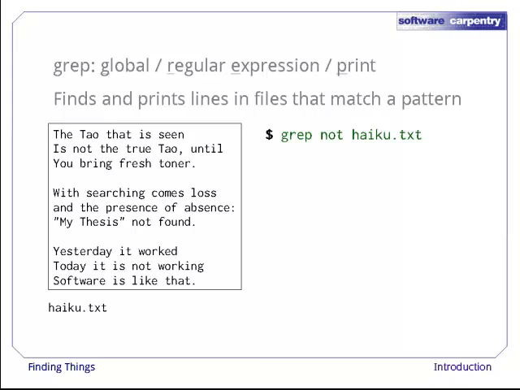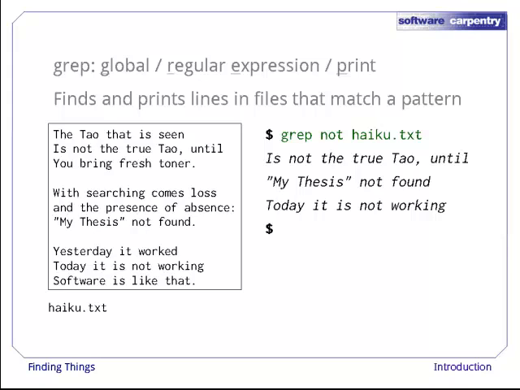Let's run the command grep not haiku.txt. Here, "not" is the pattern we're searching for. It's a pretty simple pattern. Every alphanumeric character matches against itself. After the pattern comes the name or names of the files we're searching in. As you can see, the output is the 3 lines in the file that contain the letters N-O-T.